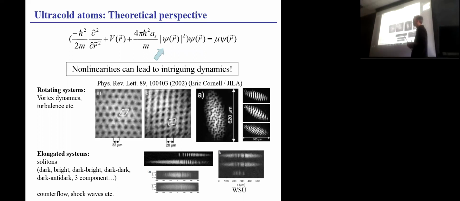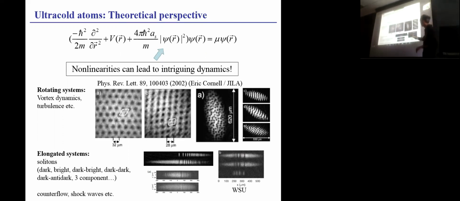If you go to elongated BECs, then the main players, I would say, are actually solitons, which are kind of the cousins of the vortices if you go to effectively one-dimensional systems where you don't have rotation. And solitons come in all sorts of shapes and colors. There are dark solitons, bright solitons, and dark-bright solitons in two-component systems. There are dark solitons, dark anti-dark solitons, and of course there are three-component solitons. There's also a long history in soliton physics, and there is too much work done there to list it out. So I'm just showing you some pictures here from my group at Washington State.